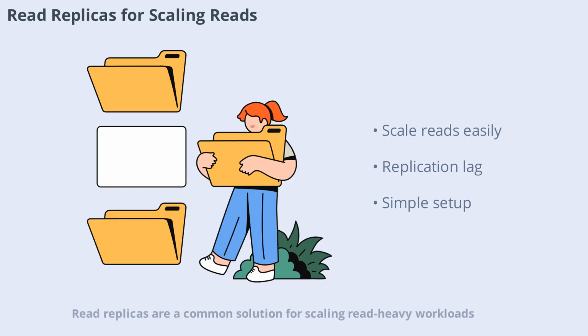Read replicas are a common solution for scaling read-heavy workloads. The primary database handles all writes while replicas serve read queries. This setup is simple to implement, especially with managed services, and can dramatically increase read capacity. However, it doesn't help with write-heavy workloads and introduces replication lag, meaning some reads may be slightly stale. Still, for many applications, this trade-off is acceptable and provides a big boost in scalability.